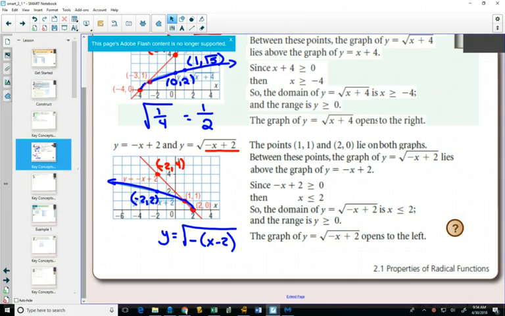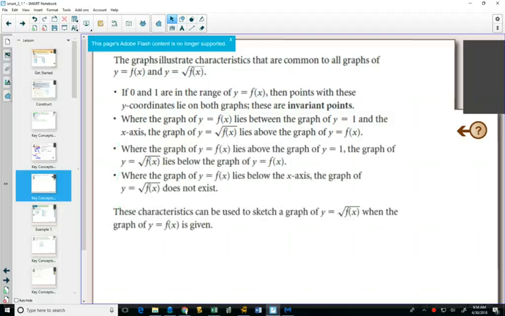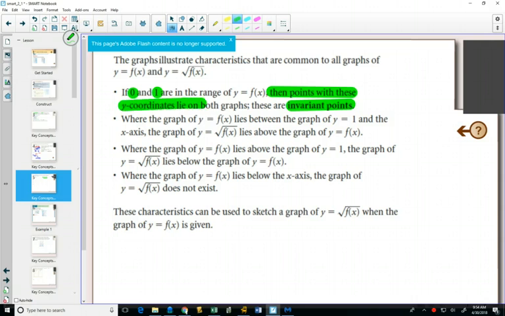So if we sort of highlight on the next page, we can highlight all of these things that we've seen. Okay, here are the characteristics. Where the y values are 0 and 1, those points stay the same. Okay? Invariant points, then points with these y coordinates lie on both graphs. That means that they're going to stay exactly the same.